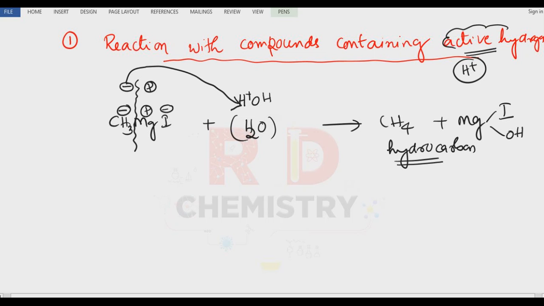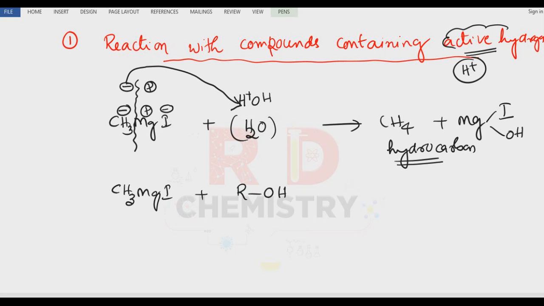Now, let me take methyl magnesium iodide and an alcohol. Even alcohols are acidic in nature, correct? Alcohols are acidic in nature. Phenols are acidic in nature. Carboxylic acids are also acidic in nature.